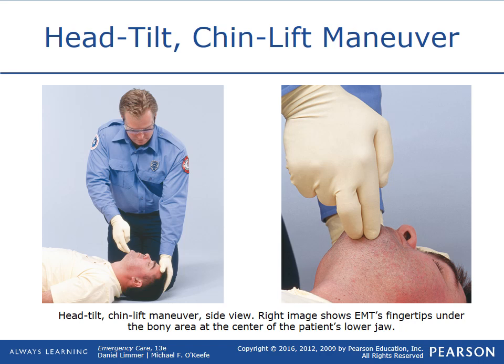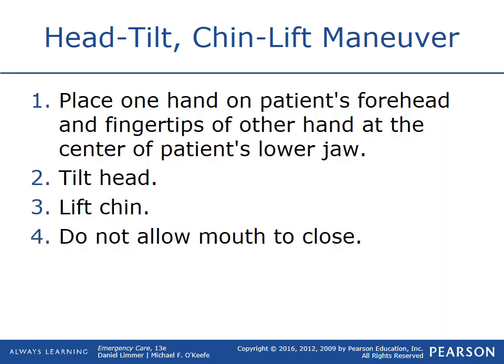So head tilt, chin lift. Put one hand on the forehead, the other hand on the bony part of the chin, and gently tilt the head backward. You're tilting the head backward to bring the airway more into alignment, but you're pulling that chin forward because the tongue is attached to it and it's bringing the tongue off the back of the throat. Place one hand on the patient's forehead and fingertips of the other hand at the center of the patient's lower jaw. Tilt the head, lift the chin. Don't allow the mouth to close.